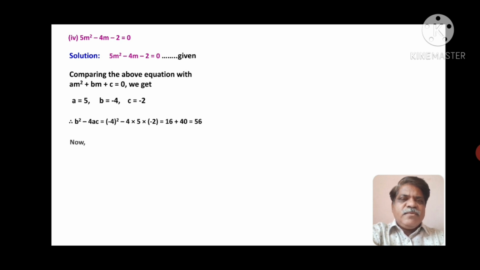Now, we know that m is equal to minus b plus or minus under root b square minus 4ac upon 2a. Now, we will substitute the values. Therefore, m is equal to minus of minus 4 plus or minus root of 56 upon 2 into 5.